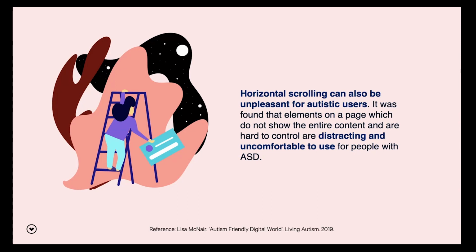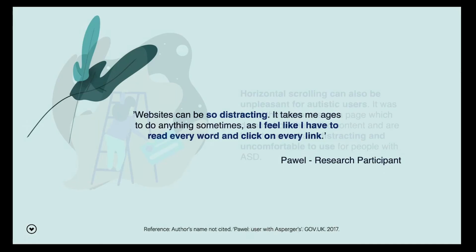It's just not a really clean layout experience where they can expect something to be laid out in a certain way, but it's hiding the content, which can be a little bit distracting and uncomfortable for people to use. So for example, I quoted someone here who was a research participant in a usability study for people with Asperger syndrome, and he basically said websites can be so distracting.